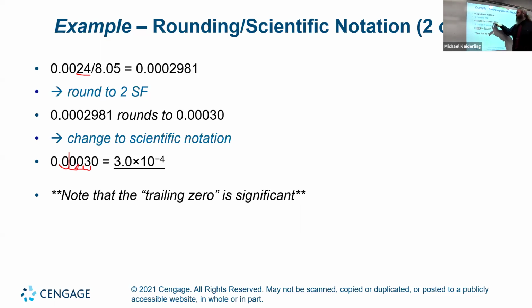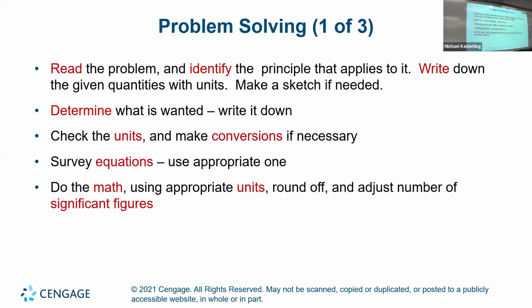So 0.002981 rounds to 0.0030. And then if we want to change that to scientific notation, we have to go 1, 2, 3, 4 places to the right, which gives us 3.0 times 10 to the minus 4. And this trailing 0 is significant. It counts.